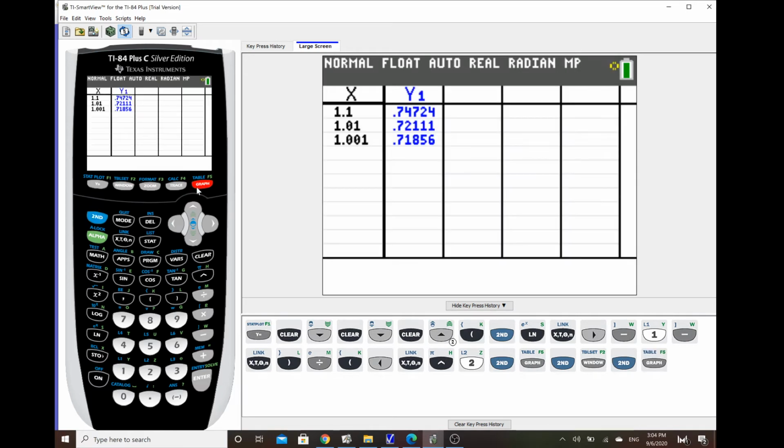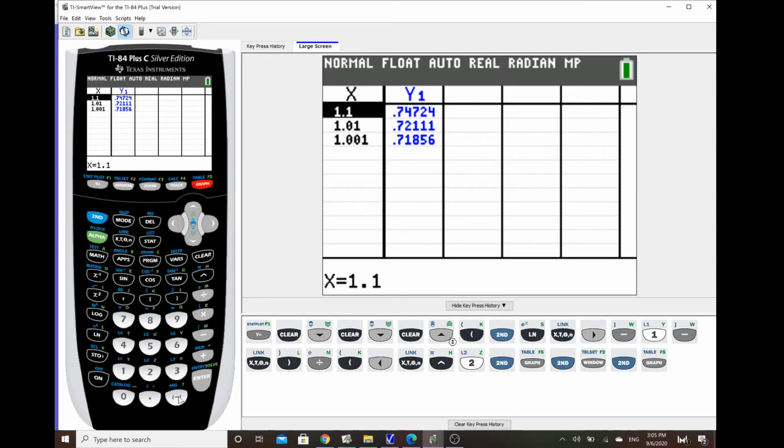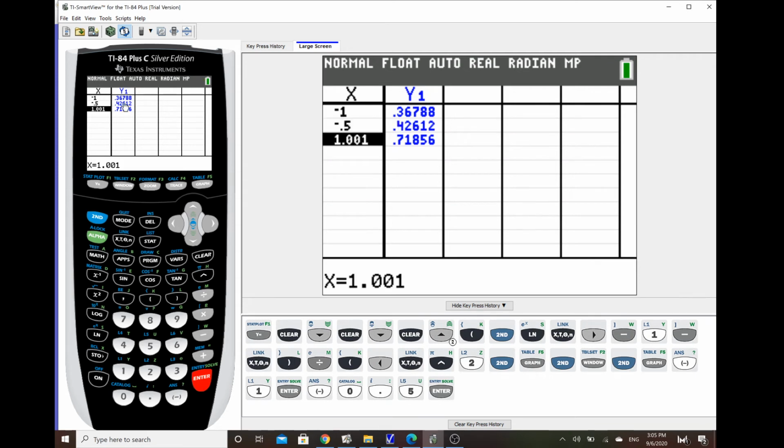Going back to second table, now we can plug in those numbers. According to the given values for x, we have plus minus 1, plus minus 0.5, plus minus 0.1, plus minus 0.05, and plus minus 0.01. Let's start with negative 1, so the limit approaching from the left. Negative 1, and then negative 0.5. As you can see, the limit is getting close to 0.4 something.